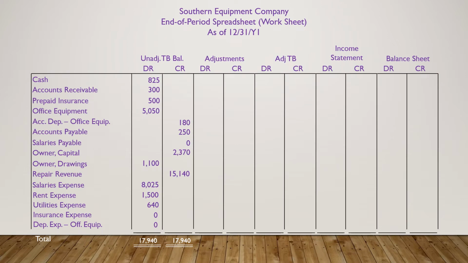The following exercise can be found on pages 8 and 9. Depending on which version of the workbook you have, it may have an error. If you have a $350 unadjusted balance in salaries payable, please change it to a 0.